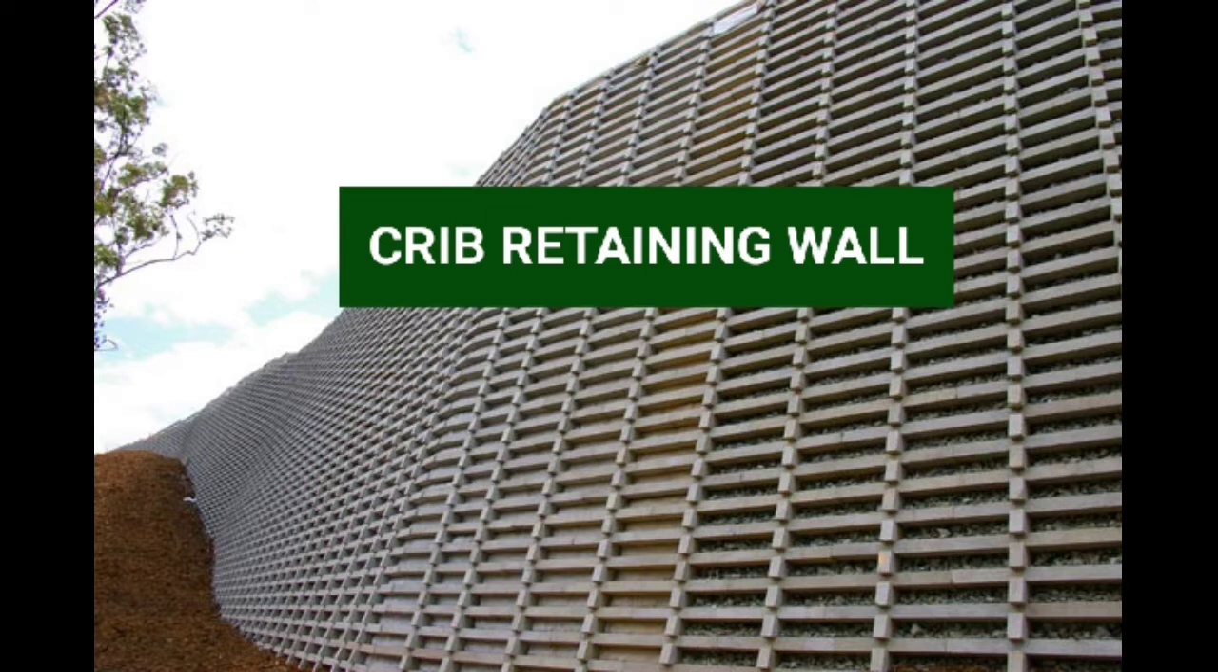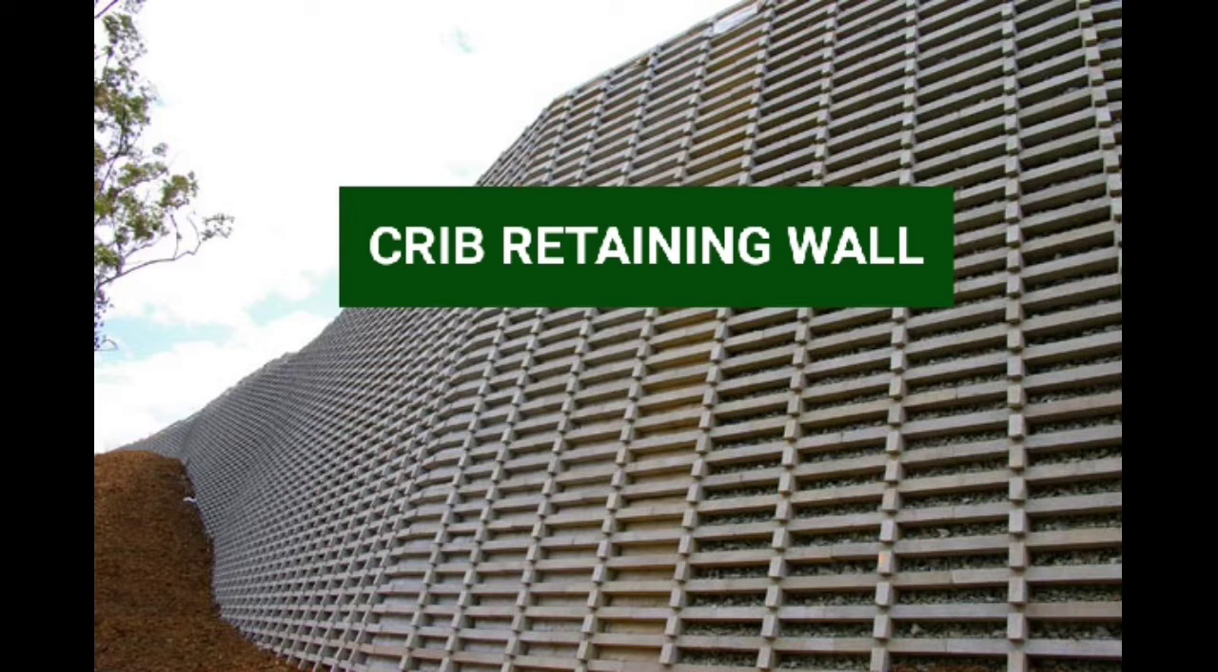Crib retaining wall. Crib retaining walls are a form of a gravity wall. Second point, they are constructed of interlocking individual boxes made from timber or precast concrete. Next point, then the boxes are filled with crushed stone or other coarse granular materials to create a free draining structure. Next point, basic types of crib retaining wall include reinforced precast and timber retaining wall.